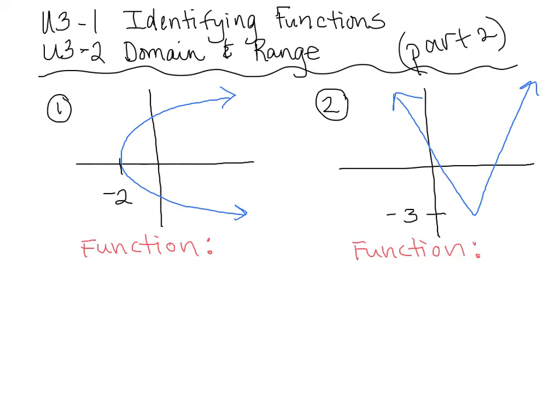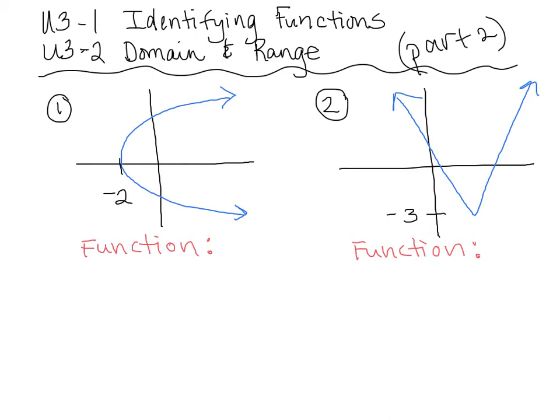Here are two additional examples of continuous graphs, and our job is to decide if they are functions. So let's apply that vertical line test to these two. So imagine almost taking your pencil and putting it straight up and down vertically and scanning it across the graph, and if the blue line touches your pencil at more than one spot at a time, it is not a function, right?